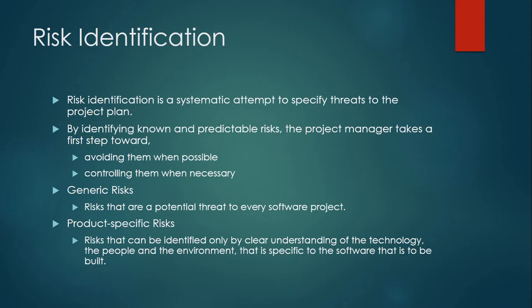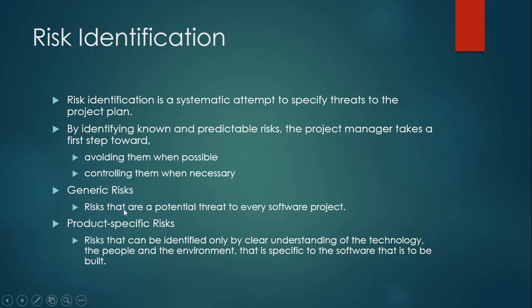Risk identification. The main thing is how we can identify the risk. Risk identification is a systematic attempt to specify threats to the project plan. By identifying known and predictable risks, the project manager takes a first step towards avoiding them when possible and controlling them when necessary.